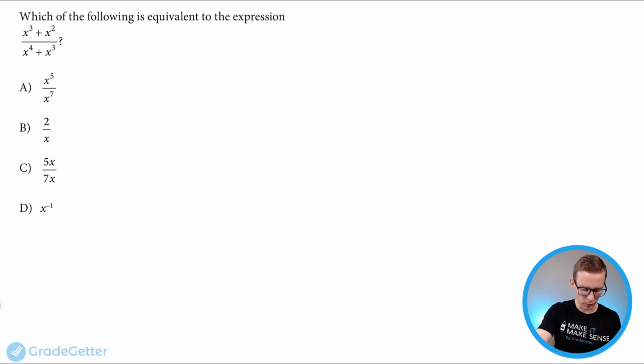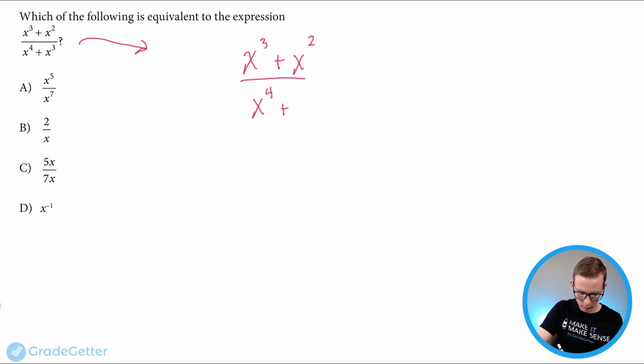Alright, question number 4 gives us this expression here, and then says which of the following is equivalent to this expression? And then we have different options, right? So we've got to see if we can reduce our original expression. So I'm going to rewrite this out over here so it's a little bit bigger and I can work with it. It's always a good idea to rewrite the problem, just to help your brain start processing and working through how to solve this problem.